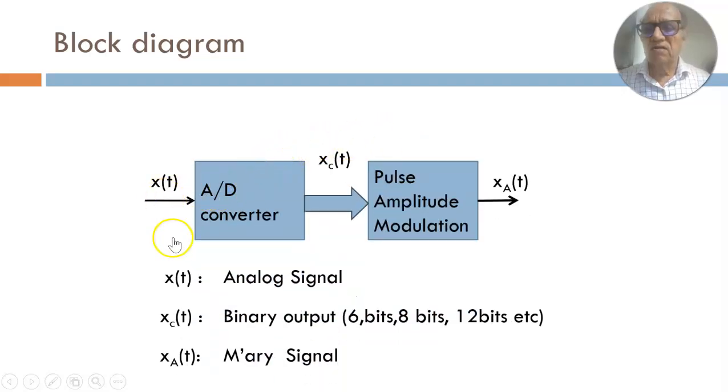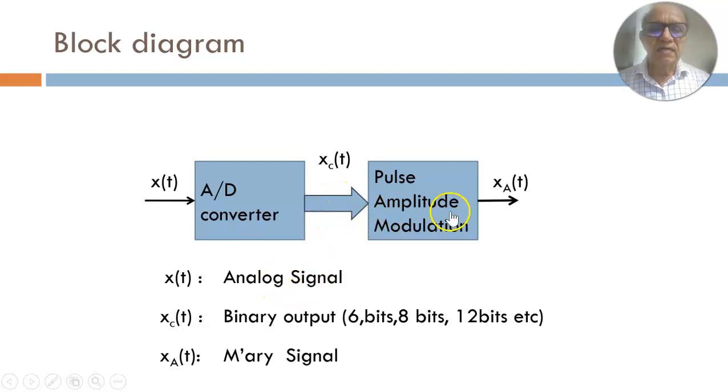So this is our analog signal. x(t) is the analog signal. This is given to the input of an analog to digital converter, and the output is a number of bits. How many bits? It depends on the A to D converter, depends on the design. So it could be 6-bit output, 8-bit output, 12-bit output, and so on. So this x_c(t) is the binary output.